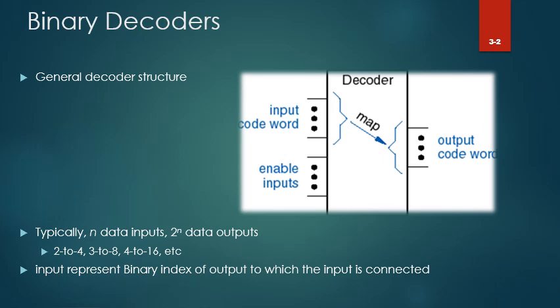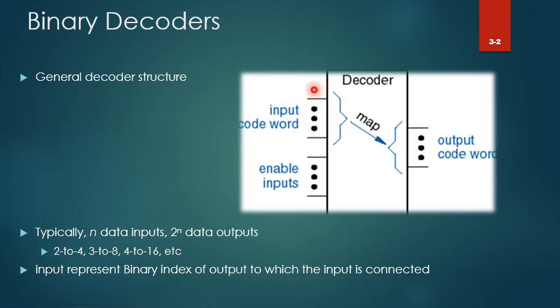The diagram shows the general decoder structure, where normally in a binary decoder we will find a set of input ports representing or receiving the binary number or binary code, and there is a small number of enable ports to enable the decoder. At the output side, normally there are more ports compared to the input ports, and the output generated corresponds to the binary number or binary code received at the input side.